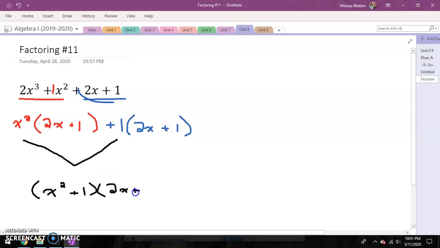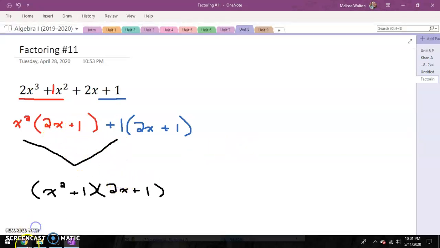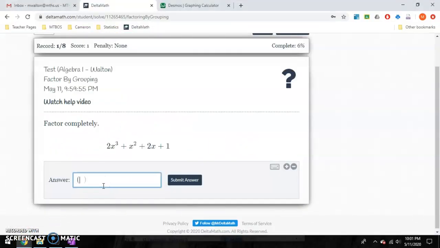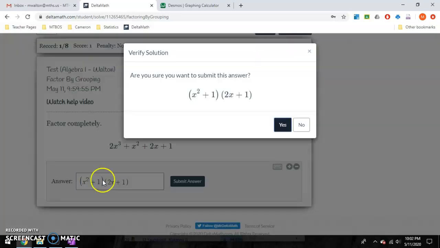All right, so with these, you will always be separating your first 2 and your second 2 as long as that is in standard form. Go ahead and erase that. It's bothering me. But once you have those matched up, then it's all a factor of x squared plus 1. Combine those two, and then you have 2x plus 1. So our final answer here is x squared plus 1 times 2x plus 1.